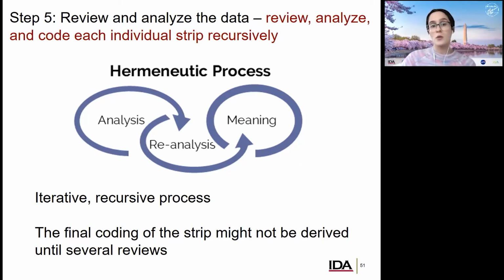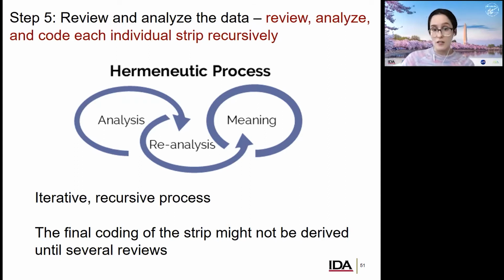But we'll want to review and analyze each strip again and consider whether we still agree with our initial code, or as you're going through this process in light of other strips we've coded, we might want to change a code to one we think fits better, or perhaps update a definition of a code, or even create a new one. So this is known as the hermeneutic process. We analyze our qualitative data, and then we analyze it again, and we repeat this process until we're confident in the meaning we've uncovered in our data.